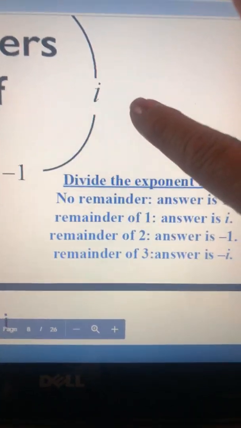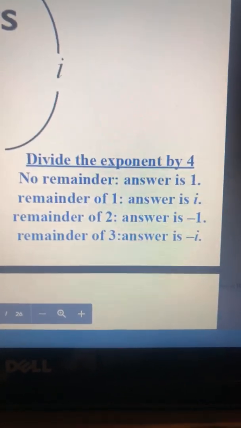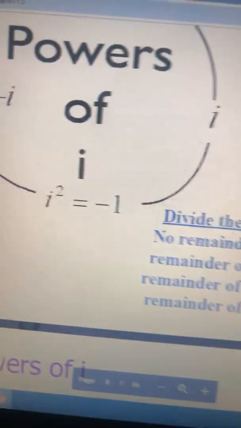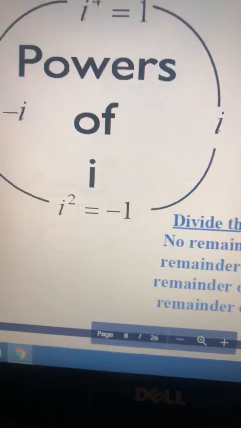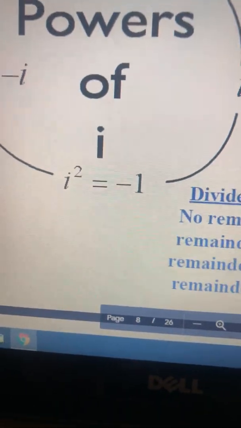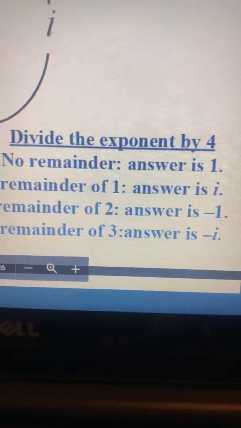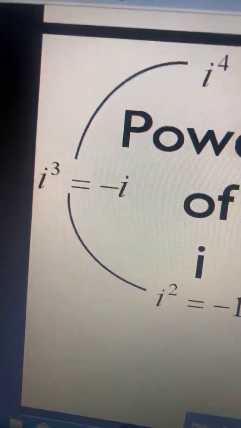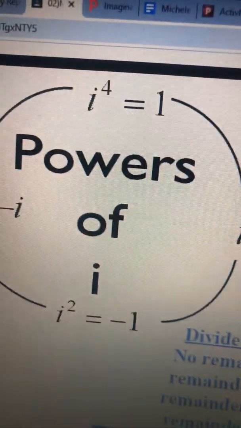If your remainder is 2, then the answer is -1, because i squared equals -1, which is very important to remember. i squared is always going to be -1. Then i to the third power is -i. And then if there is no remainder, it's always going to be just 1.